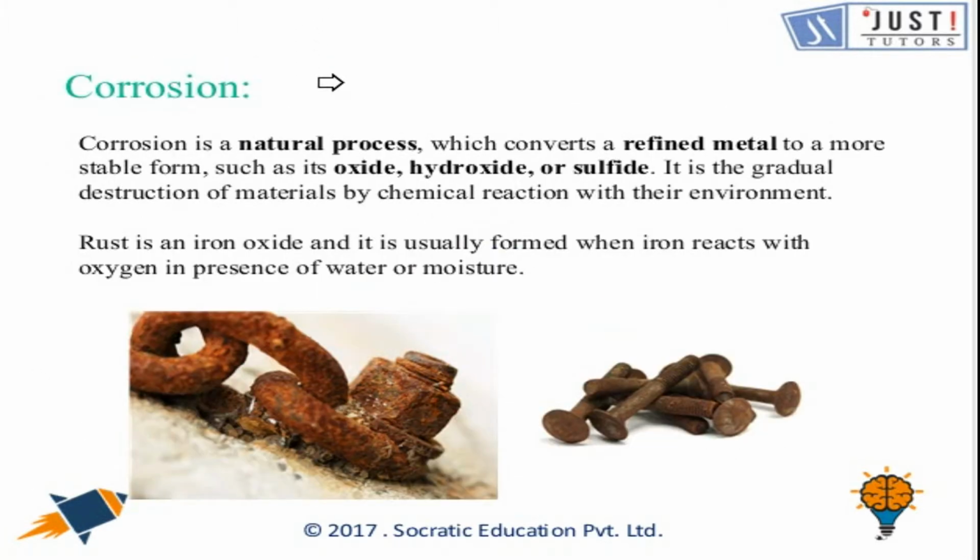Now, moving ahead with corrosion. Corrosion is a natural process which converts a refined metal to a more stable form, such as its oxide, hydroxide, or sulfide. It is a gradual destruction of metals by chemical reaction with their environment. All metals can corrode. Some, like pure iron, corrode quickly. Stainless steel, however, which combines iron and other alloys, is slower to corrode and is therefore used more frequently.